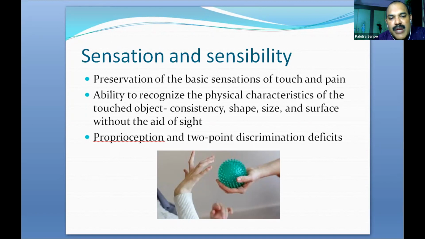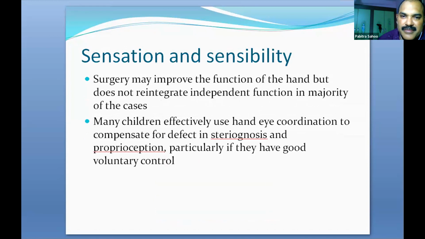These children do not use their affected upper limb spontaneously unless compelled to do so. If they have any stereognosis problem or proprioception problem, they do not use their affected limb unless they are forced to do the activities. They always hesitate to do that. So if a child is hesitating and not initiating, you should look for whether the child has these deficits or not. This is also another important factor.